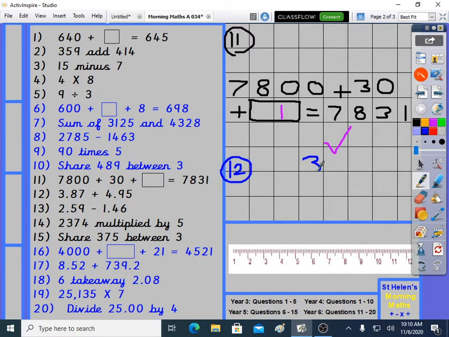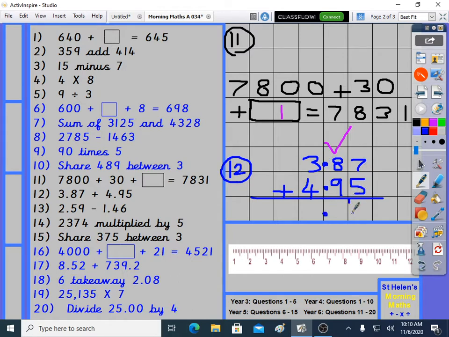Year 5s do addition with decimals. This one lines up very nicely. Each number's got 3 digits, 1, 2, 3, 1, 2, 3, and each number's got 2 decimal places, 2 decimal digits, 1, 2, 1, 2. Let's add those. Don't forget the decimal point in the answer.